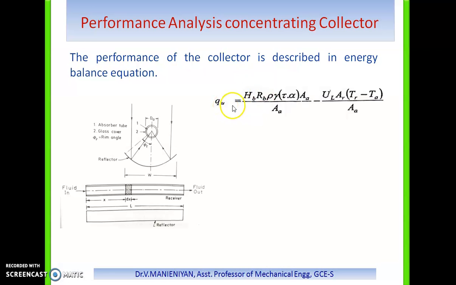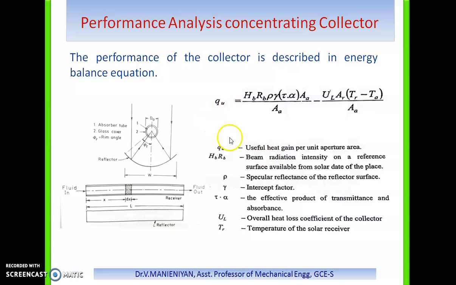So the performance of the collector is described in the energy equation, like Q equal to HBRB rho gamma tau alpha, suffix UL and AR, the difference of TR and TA, over the area of the collector. Here HB and RB is the beam radiation, and QU equal to the useful heat gain per aperture area. HB and RB is the beam radiation intensity on the reference surface available for the solar date of the place.